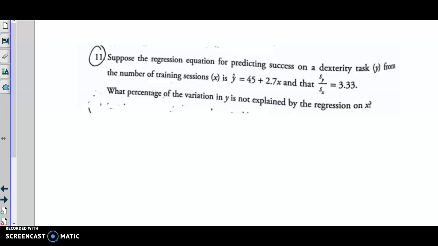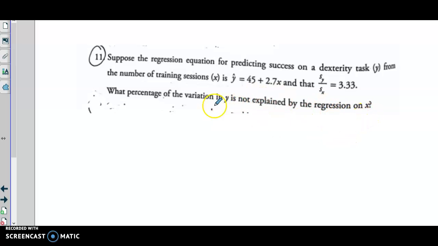This next question, I just included it because it's a little bit weird. I've never seen one quite like it on the actual AP exam, but I figured you guys would struggle with one like this. Suppose the regression equation for predicting success on a dexterity task y from the number of training sessions x is y hat equals yada yada, and that sy over sx is 3.33. What percentage of variation in y is not explained for regression on x?